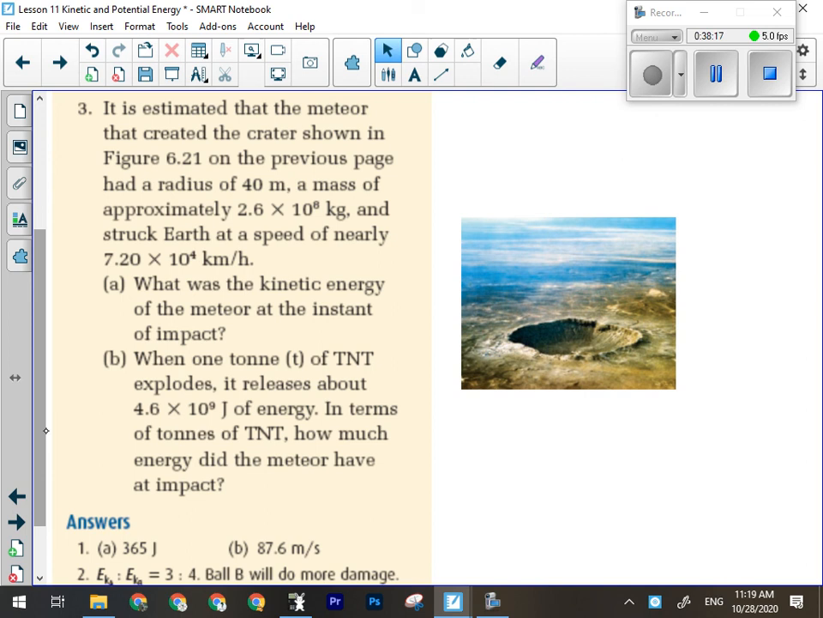And then they talk to you about this whole tons of TNT thing, which is how we measure the explosive yield of stuff. So see if you can figure that one out. We'll give you a couple minutes on that one.